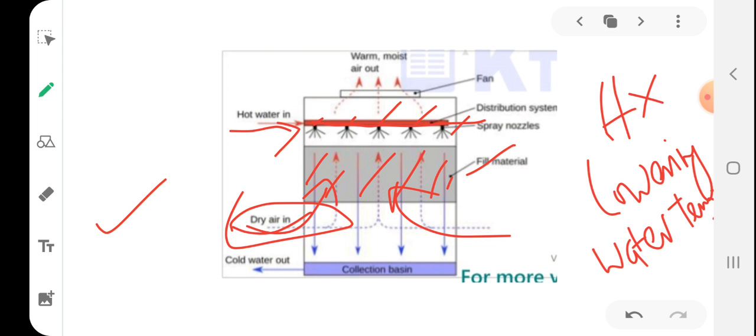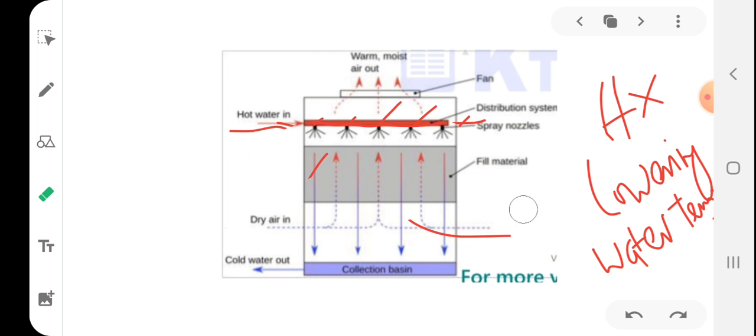In order to suck air from this area, a fan is used here. This fan will create a draught, or it will suck air from the lower portion of the cooling tower, so that the air and water come into contact. And what happens? The water is exposed to air as it flows through the cooling tower. When the air and water come together, a small volume of water evaporates.